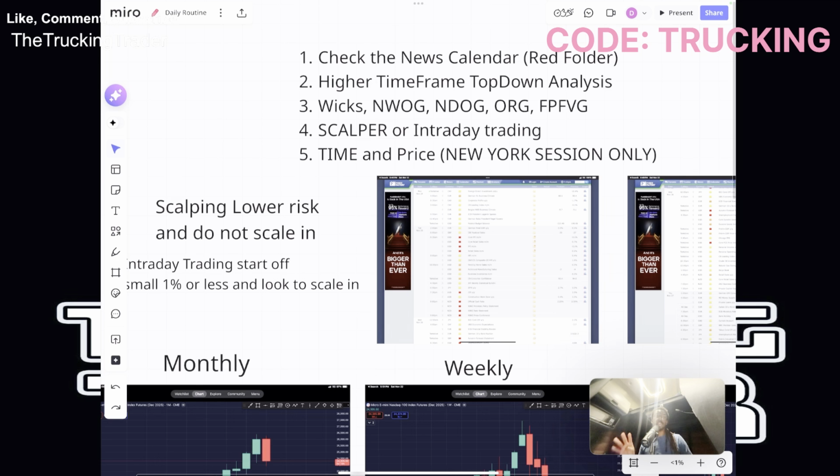Now, number 4. This is how I form not only my daily bias, but this is how I pretty much find trades any time I'm taking a trade. And this is very important for you guys, because some of you may not have identified what type of trader you are yet. Me, I am a scalper and I am an intraday trader.